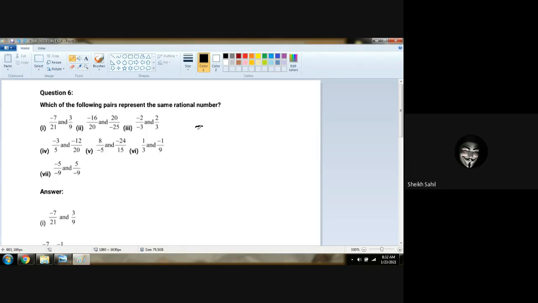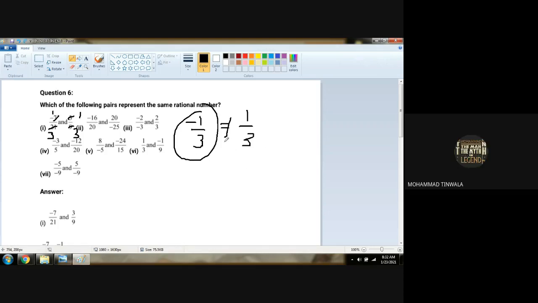In the first one, 7 ones are 7, 7 threes are 21, 3 ones are 3, 3 threes are 9. So here we have -1/3 and 1/3. It is not equal. This one is negative, this one is positive. Understood what we have to do here? We have to check out the pairs, which one is equal, which one is not equal.